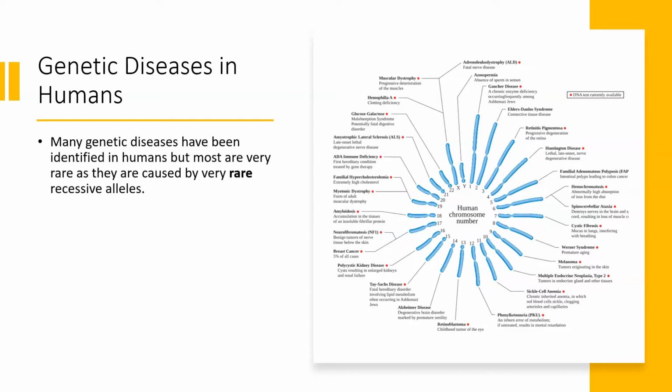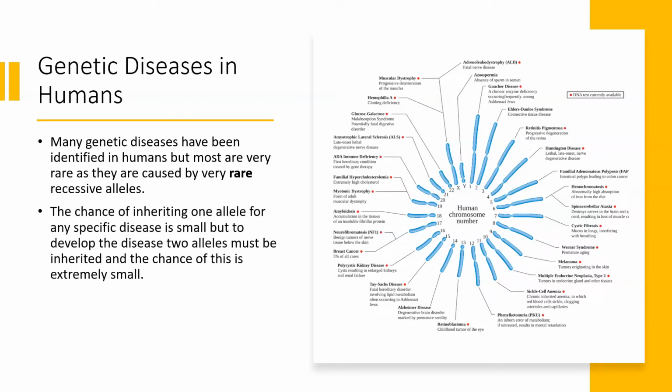Now, many genetic diseases have been identified in humans, but most are very rare, as they are caused by a very rare recessive allele. The chance of inheriting one allele for any specific disease is small, but to develop the disease in most cases you need two alleles. So if they're both inherited, it shows that extremely small chance of getting both of those alleles from both parents. Remember, we're talking recessive here.